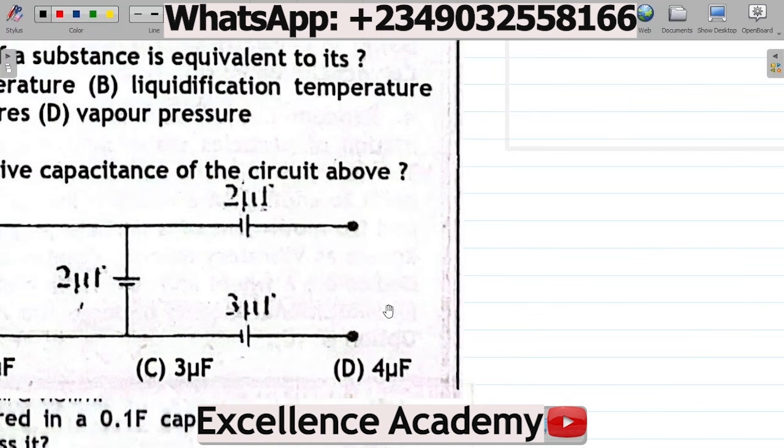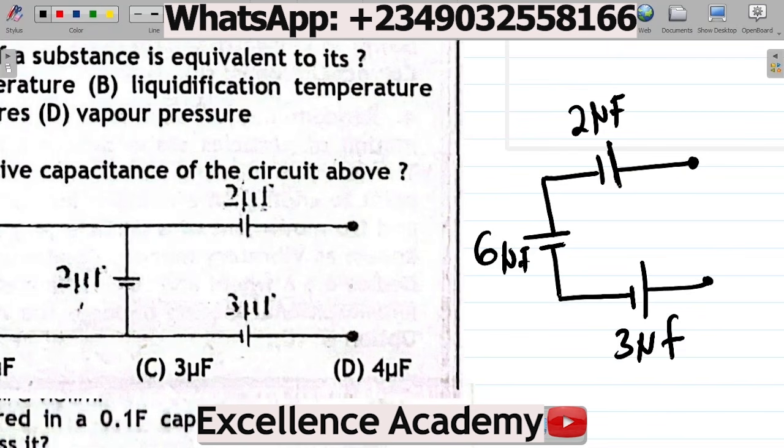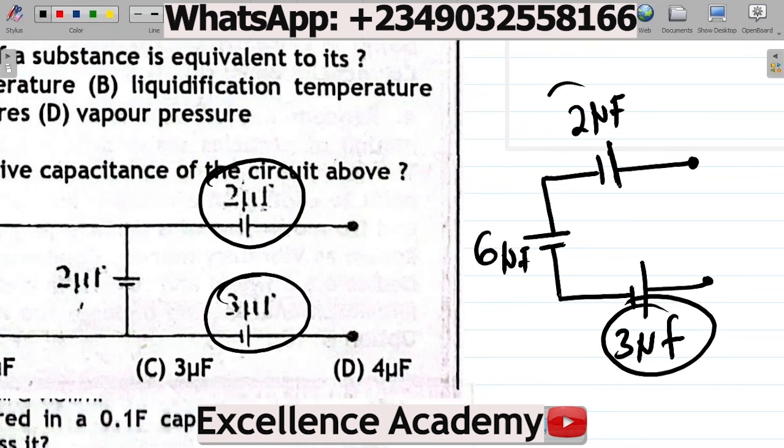So your new circuit would look like this. Up here, you have 2 microfarad. Down here, you already have the equivalent of the other three as 6 microfarad. Then going this way, we have 3 microfarad. So you have 3 here, 2 microfarad here, and 6 here. All right, so what next?